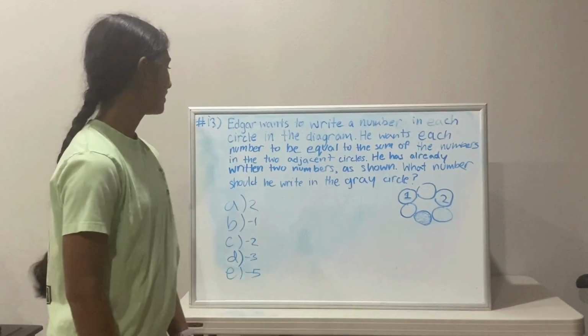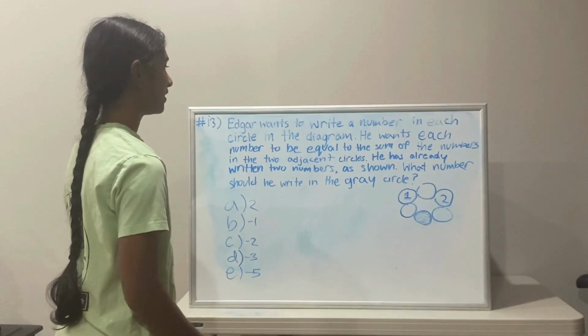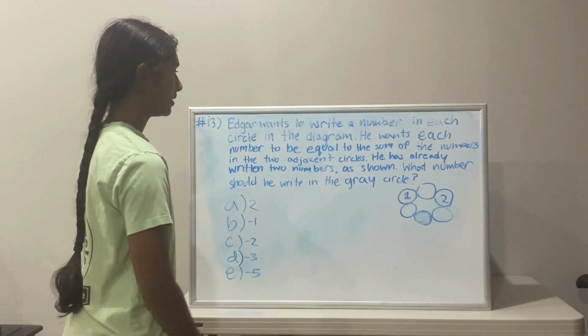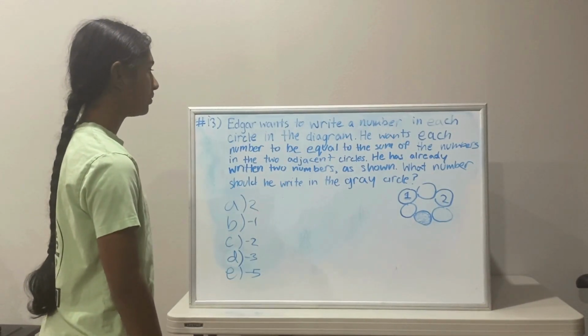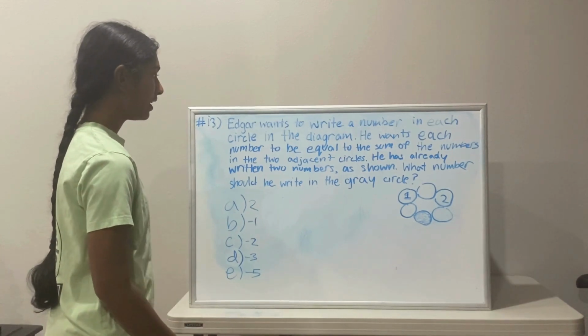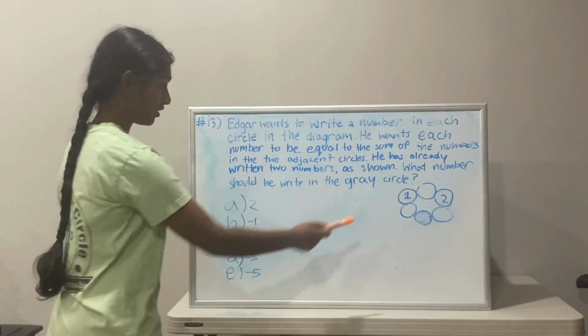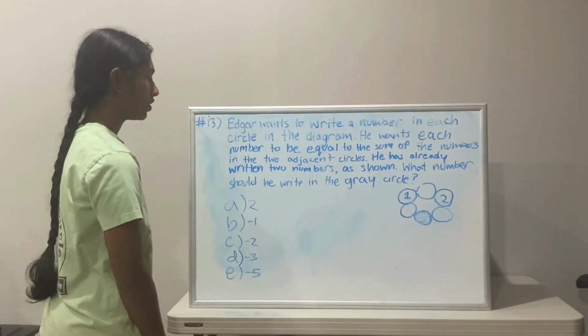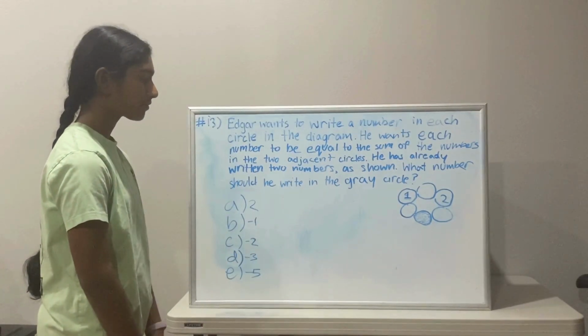Number 13. Edgar wants to write a number in each circle in the diagram. He wants each number to be equal to the sum of the numbers in the 2 adjacent circles. He's already written 2 numbers, as shown. What numbers should he write in the gray circle?